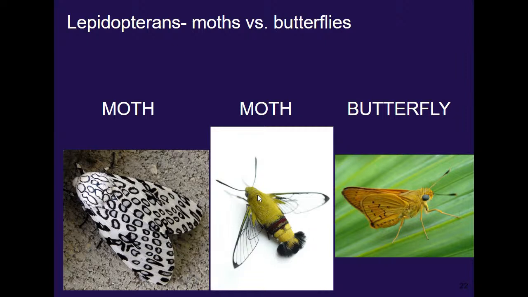And usually moth antennae are kind of brushy in the males. Some of them are a little thicker on the end. But we've got a butterfly here. The wings are folded across the back, and the antennae are clubbed. If you have clubbed antennae and the wings folded over the back, this little skipper is in the butterfly group. And usually moths are a little thicker bodied and fuzzier.